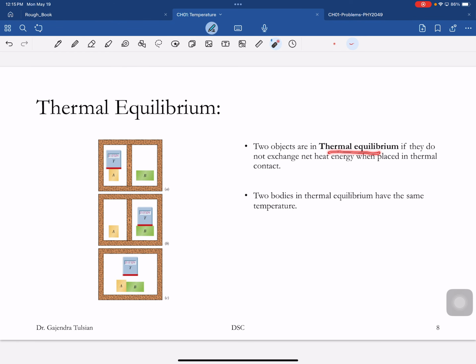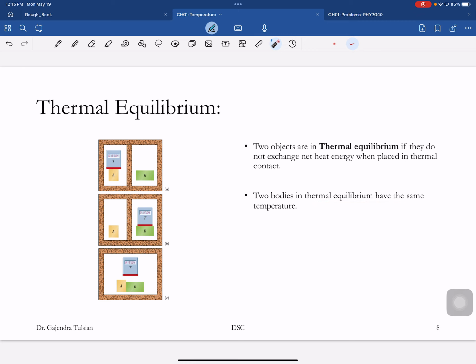Two objects are in thermal equilibrium if they do not exchange net heat energy. So when they're in thermal equilibrium, are they not exchanging any energy at all? They are exchanging energy. The total is not changing. That's right. Very good. So they are exchanging energy. He's giving him $5 and he's giving him back $5. Okay, so that's what's going on.